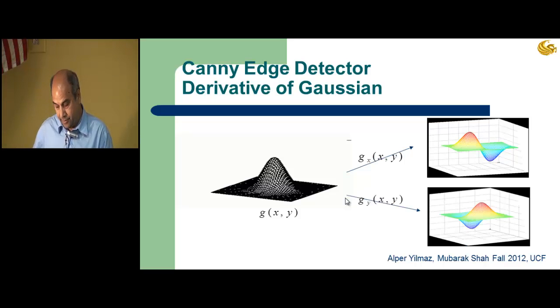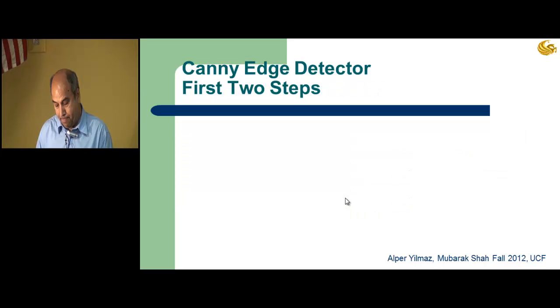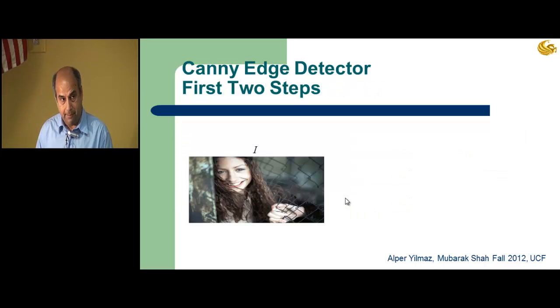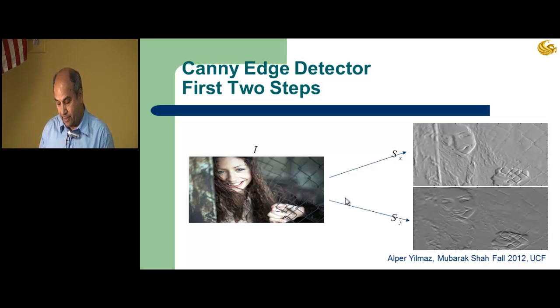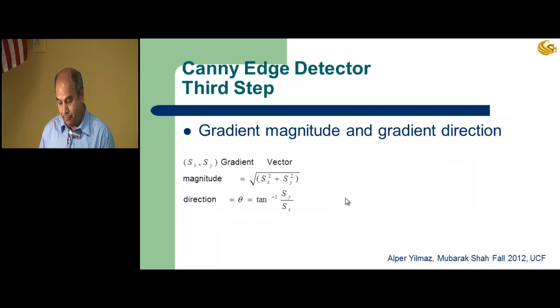It will be just a rotated version. So if you have an image like this, you apply this Gaussian first derivative with respect to x, which will look like that. The first derivative with respect to y will look like that. Then from there, you compute the gradient magnitude and the direction, as we have been talking about.